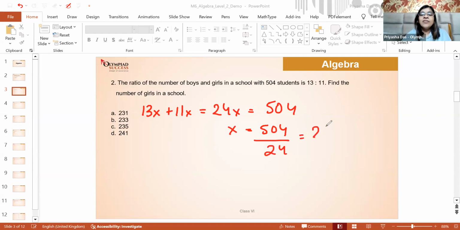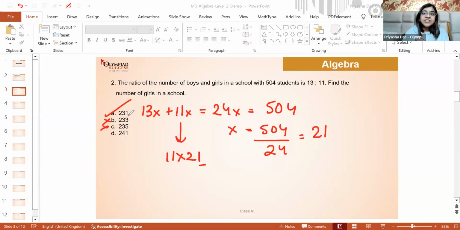Well done. Now, when we know the value of x, it is 21. We'll multiply that with the number of girls, that was 11, and we will get the answer as 11 into 21, ending in a 1. But there are two options ending in a 1, so we have to do the calculation. That is 231.